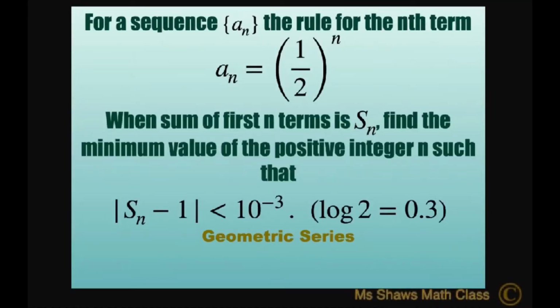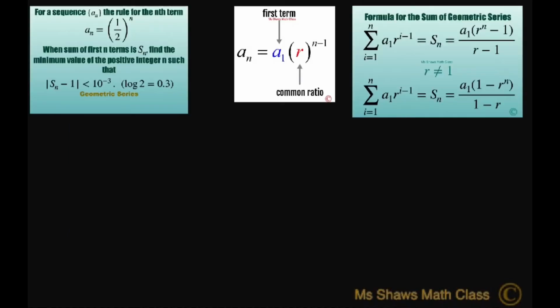Everyone, for sequence a sub n, the rule for the nth term is a sub n equals 1/2 to the power of n. When the sum of the first n terms is s sub n, we're going to find the minimum value of the positive integer n such that the absolute value of s sub n minus 1 is less than 10 to the power of negative 3. So let's unpack this a little bit.